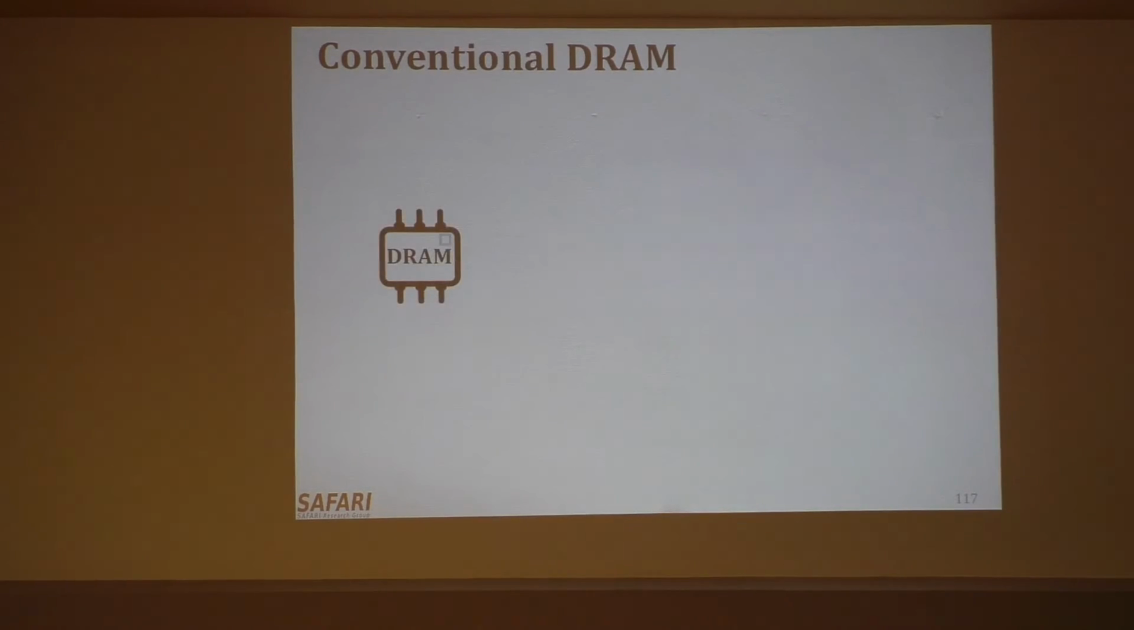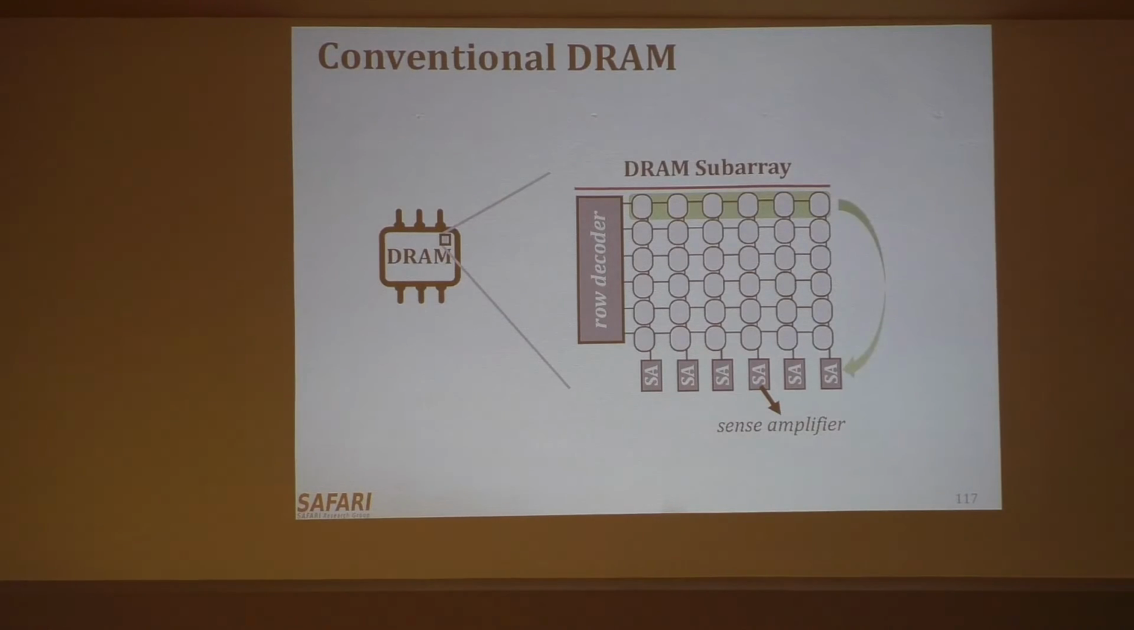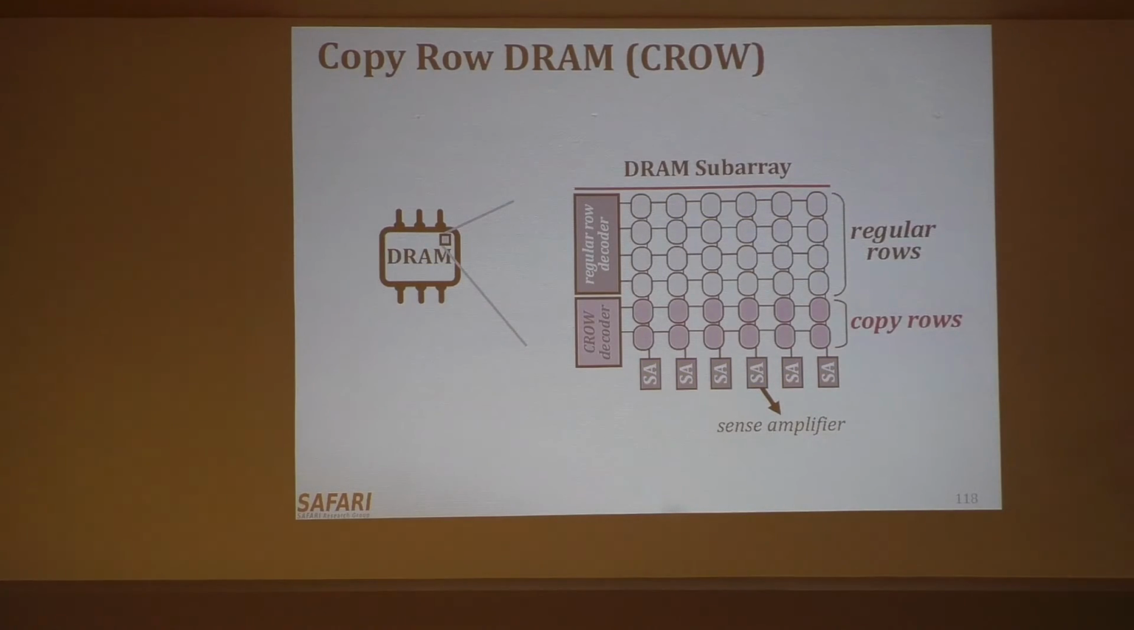And if you look at conventional DRAM, you've already seen this. This is a DRAM subarray. Basically, you activate a row and the data comes into the sense amplifiers. So my student Hassan had this idea to divide a DRAM subarray into two portions. One is regular rows and the other is copy rows. Copy rows can store a copy of one row here. Let's take a look at how you can use this.